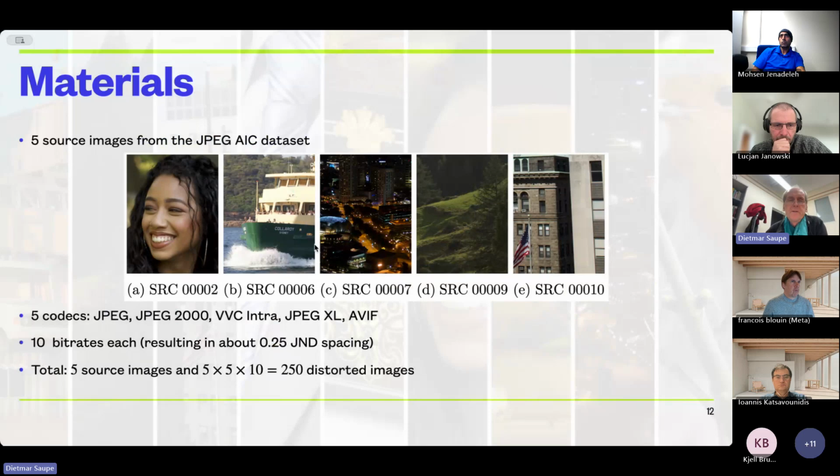So we took just 5 images from this data set. These are the numbers, and we had these 5 codecs, and each one was used at 10 bit rates, resulting in 0.25 JND spacing, so up to 2.5 JND. So in total, we had 5 source images plus 5 times 5 times 10, 250 distorted images. So we had to reconstruct impairment values on the JND scale for 250 distorted images, 5 contents and 5 codecs each.